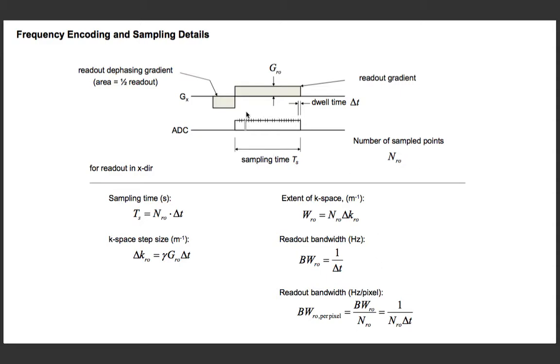So I want you to also think about that little area between one sample and the next sample. What happens during that period is a little bit of phase is accumulated, and the phase that's accumulated is that little tiny area there, which is the delta K in the readout direction from one step in this direction. So that's a little K area there, which is analogous to what we'll see in phase encoding in a second.